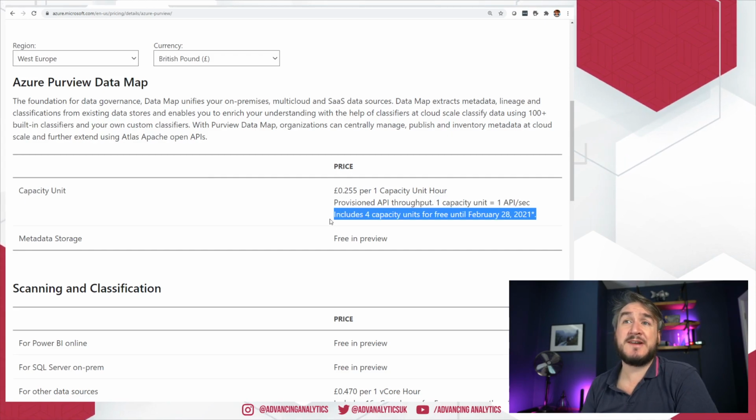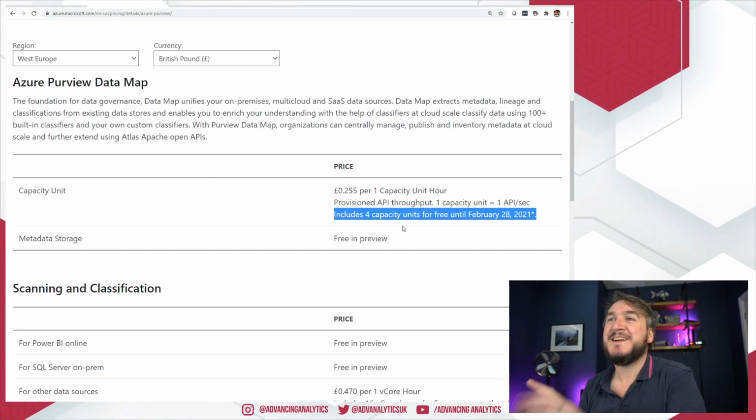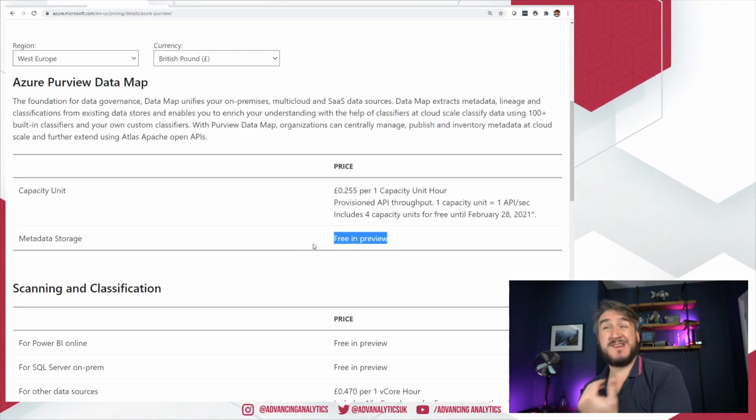Main thing is that is currently free. With caveats, which we'll get to. It's currently free. Metadata storage free in preview.